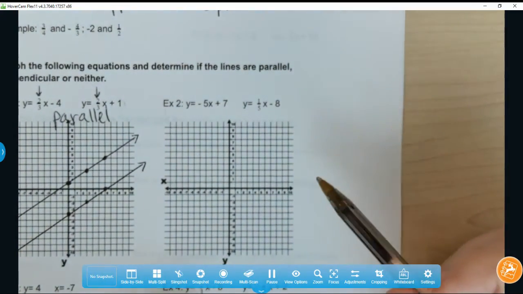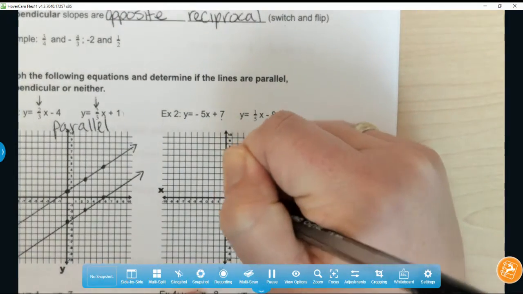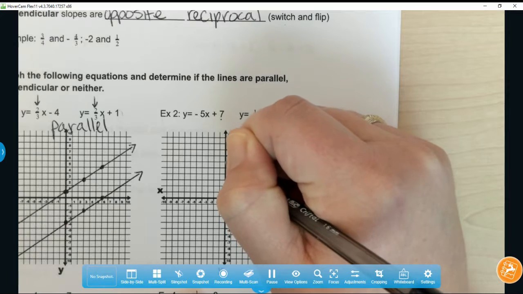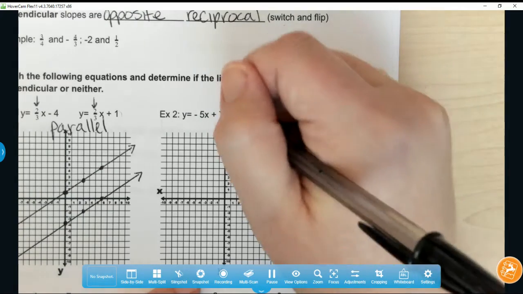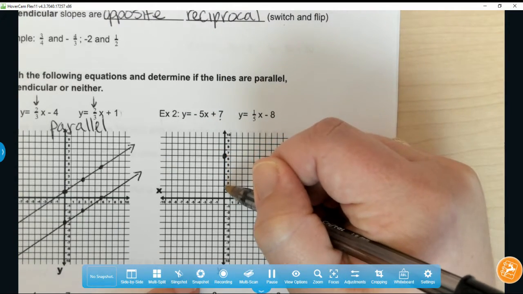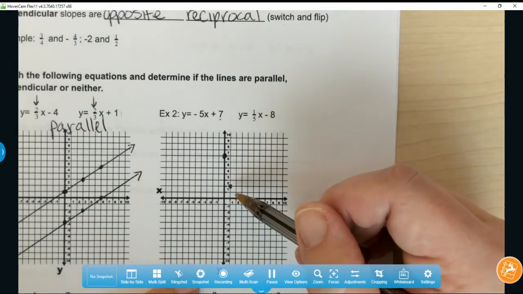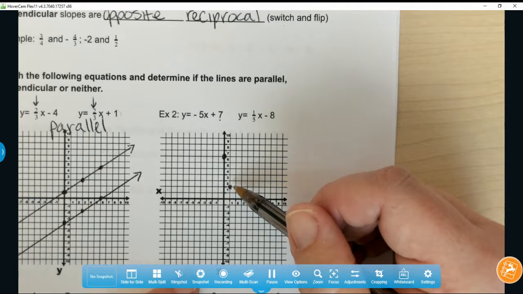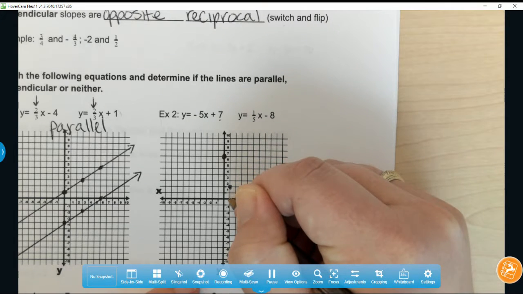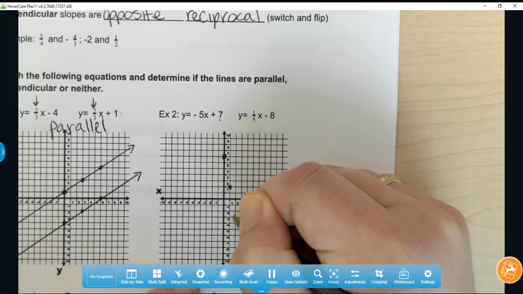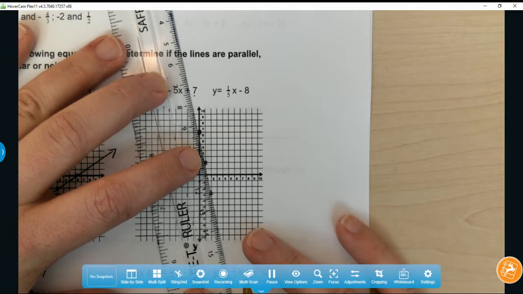Moving on to the next one. Starting off with this first line at +7. So 1, 2, 3, 4, 5, 6, 7. And my slope is -5, which means I would be going down 5 and to the right 1, because even though it's not a fraction, you know that whole numbers are put over 1. So the rise is -5, so dropping 5, and the run is 1. So again, 1, 2, 3, 4, 5 over 1. Connect those points.